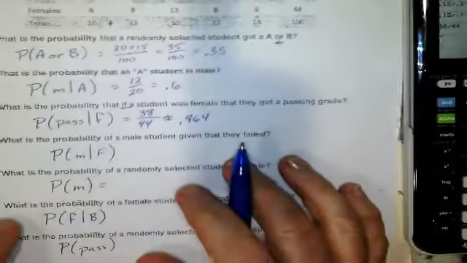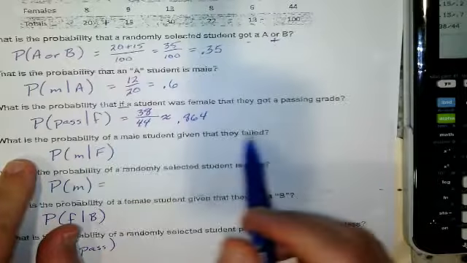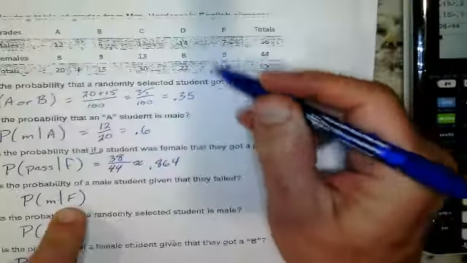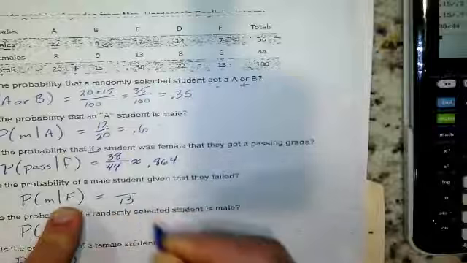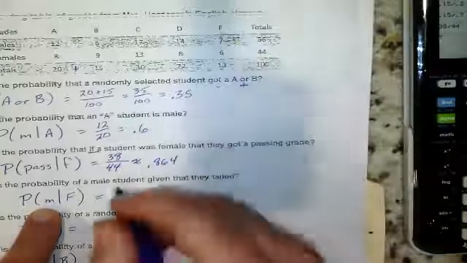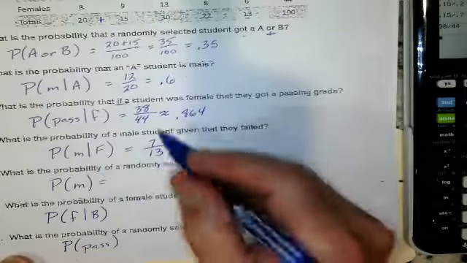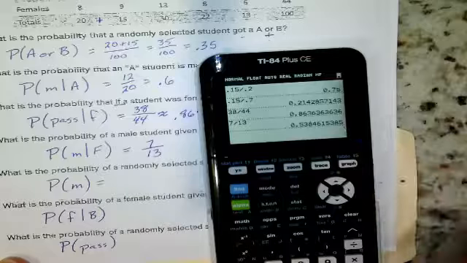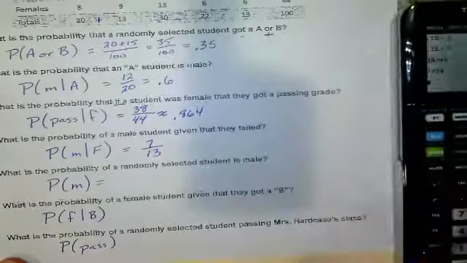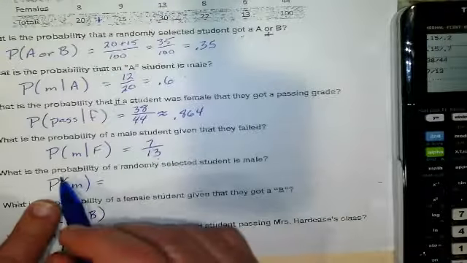Doesn't matter. Next one says, what is the probability of a male student given that they failed? So they made an F. We're talking about this group right here. There are 13 in this group, so my denominator is 13. What's my numerator going to be? Well, how many males are in that group? There are 7. I'm going to leave my answer as 7/13. That is an acceptable answer. You're showing division here. You could find the decimal if you wanted to. 7 divided by 13 is 0.53846. So you could have said about 54%, as long as you said about. This is exact. I didn't put wavy lines here.